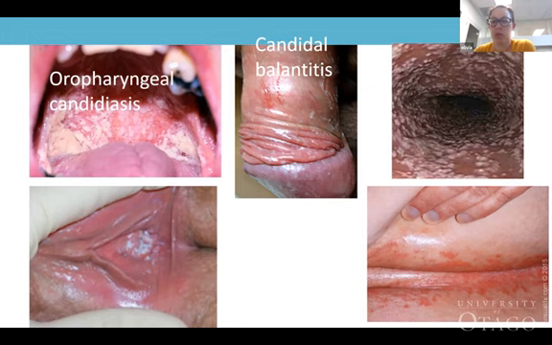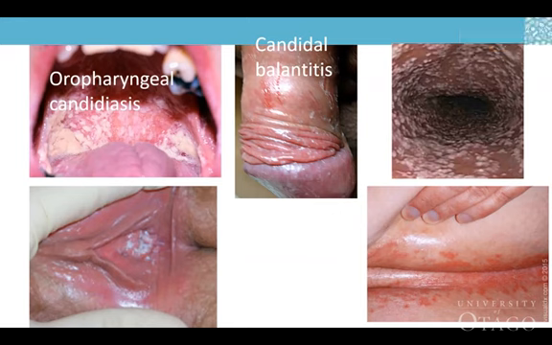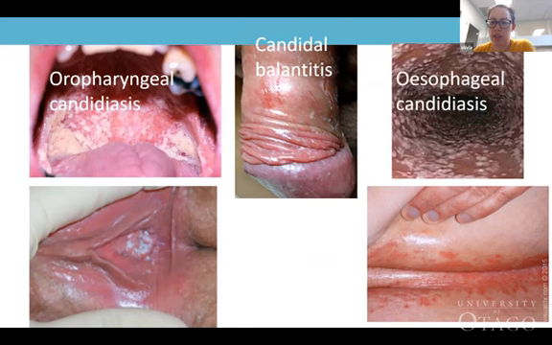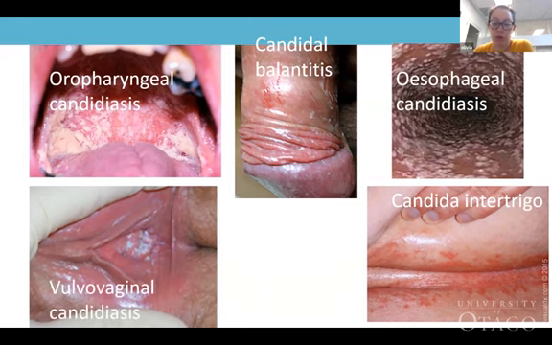Not a body part you'd be able to look at yourself without a special instrument. Colon? It's esophagus, so esophageal candidiasis. Looks like that when you put a scope down. Oh, we're going in a circle. Okay, so this is Candida intertrigo, where you get Candida infection in moist folds. And then the last one is vulvovaginal candidiasis, which you mentioned.